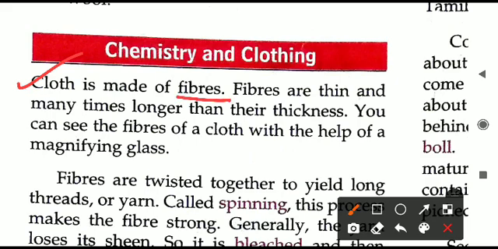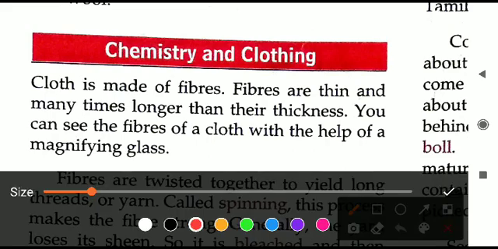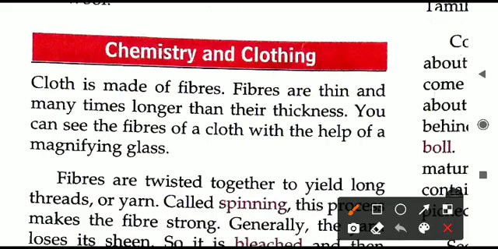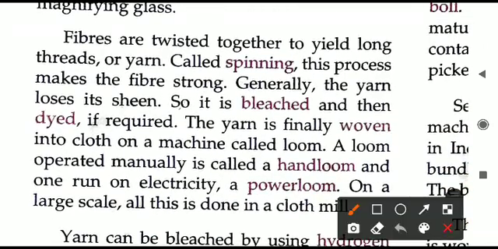Cloth is made up of fibers. All types of clothes are made of fibers, and these fibers are thin and many times longer than their thickness. You can see different types of fibers of the clothes with the help of a magnifying glass. Just put a magnifying glass over a cloth and try to observe it, and then you will be able to see the minute fibers by which that particular cloth is made. How are these fibers making the cloth? Let us read about this.